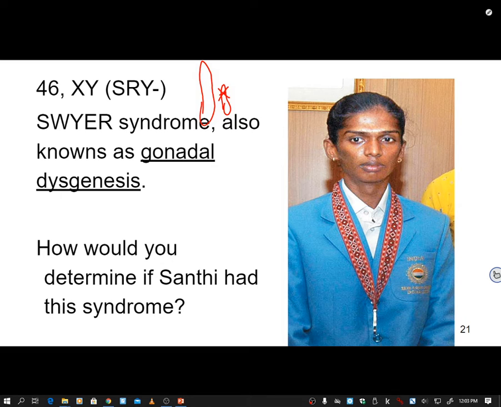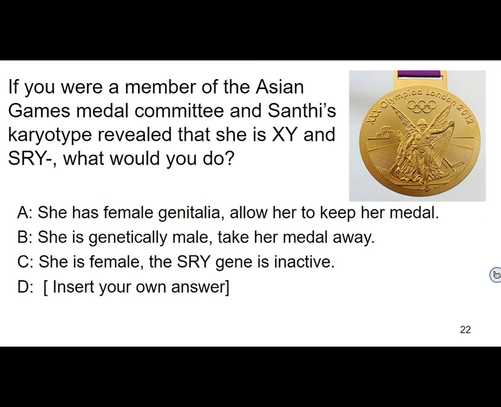So you have the Y chromosome, and the Y chromosome is supposed to give you this SRY gene that gives you some of these male characteristics, like gonads and stuff like that, but it's missing. So technically it looks like she would be a male when you look at her genetics, but then you have that gene gone. So how would you determine if Xanthi had this syndrome? How do we know if she has a syndrome? And so we'll discuss that in class, like what is going on with that.